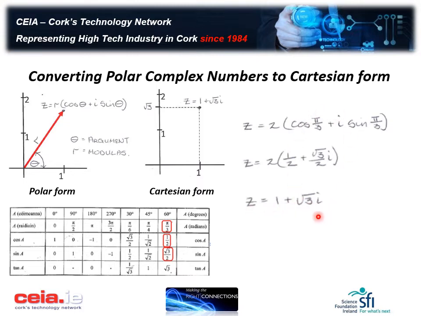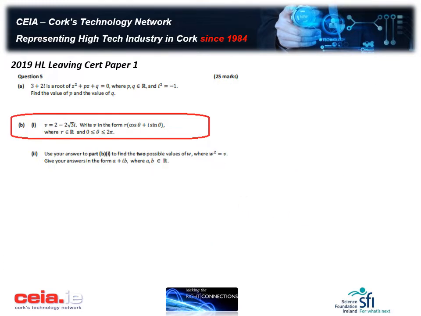Very, very simple process, but make sure you know how to do the conversion of complex numbers in both directions, from polar to Cartesian and also from Cartesian to polar. Okay, let's try an exam question based on what we've learned so far. The question we're going to try is from the 2019 paper, Higher Level Leaving Cert, Paper 1. And the question is 5B1.